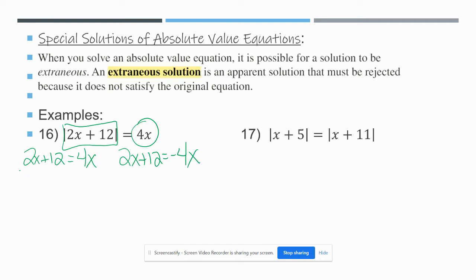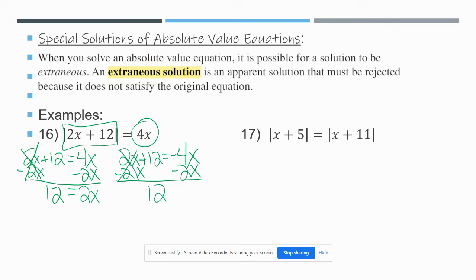I'm going to move the x's together. The opposite of a positive 2x is a negative 2x, so I'm subtracting 2x from both equations. 2x minus 2x adds to 0. Bring down that 12. 4 minus 2 is 2x. These add to 0. Bring down the 12. Negative 4 minus 2 is negative 6x. Divide this right side by negative 6, so we get x is equal to negative 2. Divide the left side by 2, and we get x is equal to 6.